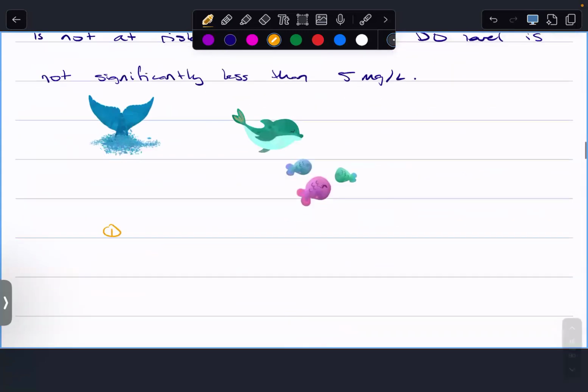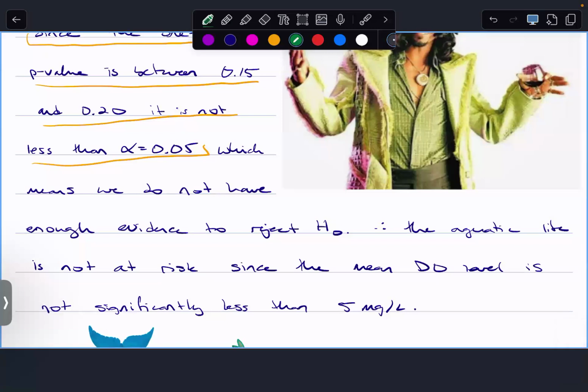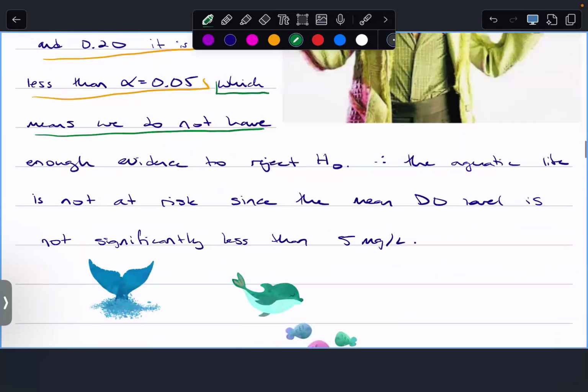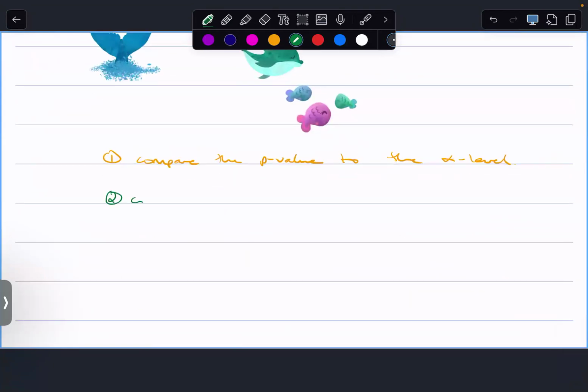Right. 1. Compare the p-value to the alpha level. Then, what does that mean in terms of H naught? Remember, we did all our testing assuming that mu was equal to 5, which was my null hypothesis. So we did all our testing assuming the null hypothesis is true. So that means that we have to state our conclusion in terms of whether that's likely or unlikely. So then this is your conclusion in terms of H naught.